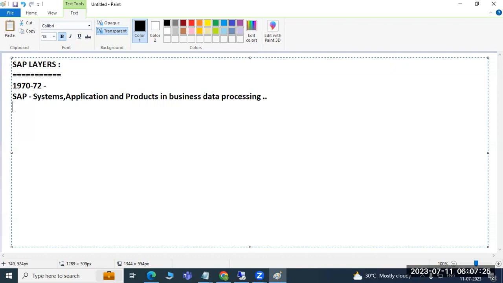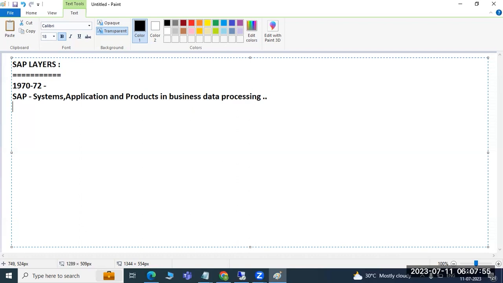Without software, manual entry is not possible, or it may take time and there may be manual mistakes as well. If you use software, it is easy to process your business data from one system to another, one business to another. This is just the abbreviation: SAP means systems, applications, and products in business data processing.